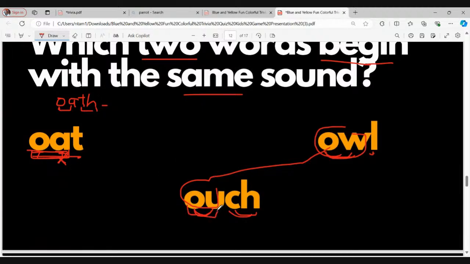Our next word, ouch. The O and U make the sound ow, the CH make the sound ch. We put them together, we get ouch. And we often use the word ouch when we are in pain.